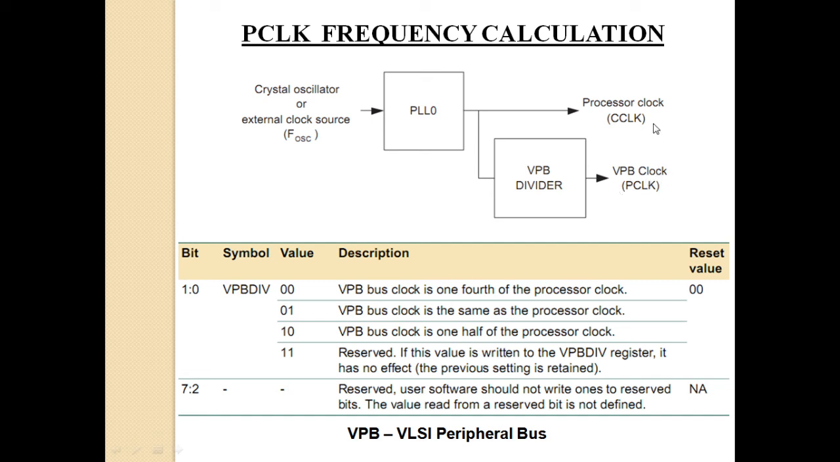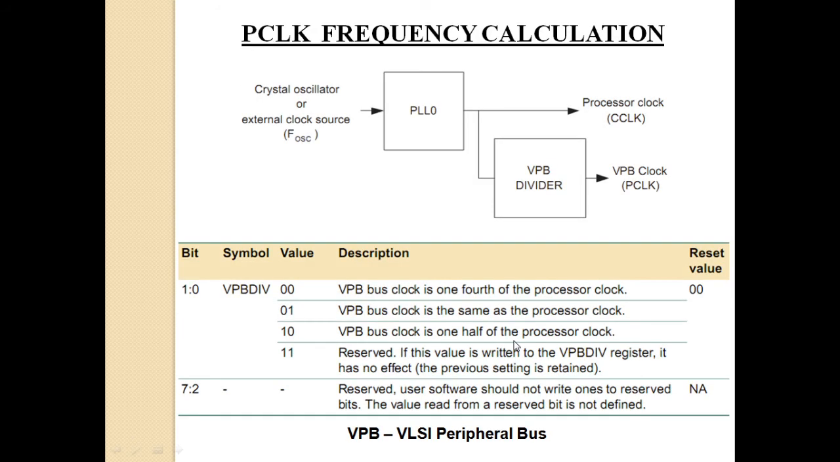By default, CCLK will be 60 megahertz and PCLK will be 1/4, 15 megahertz. Why is it 1/4? Because the reset value of bit number 1 and 0 of the VPB divider is 0 0. If you write 1 1, it is don't care. So you can have 3 configurations for the VPB divider. This is very important because the peripheral clock is connected to all the peripherals. So whatever calculation you want to perform on any other peripheral, you need to use this clock for the calculation. If it is 15 megahertz, you should not use 60 megahertz.